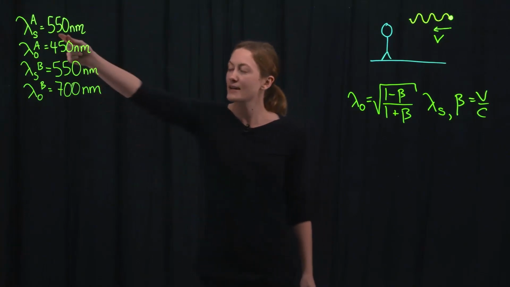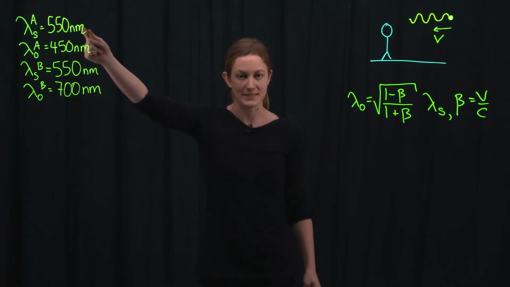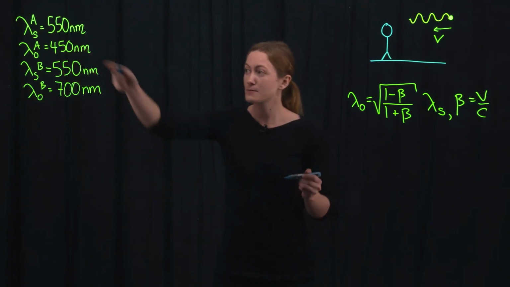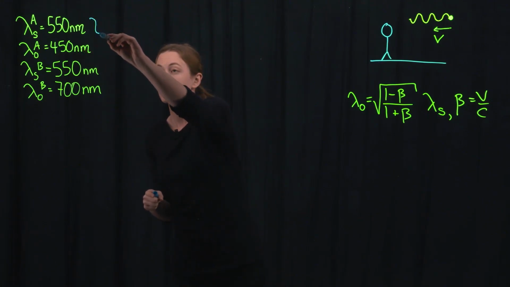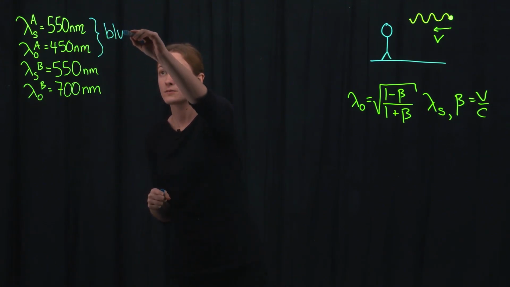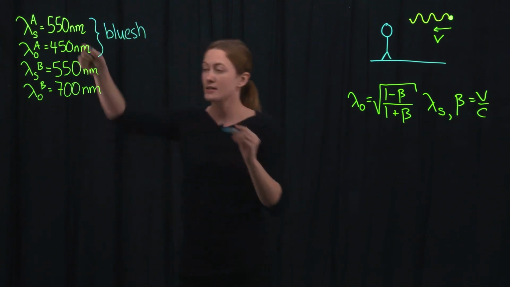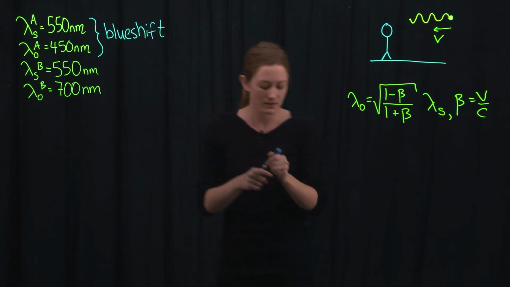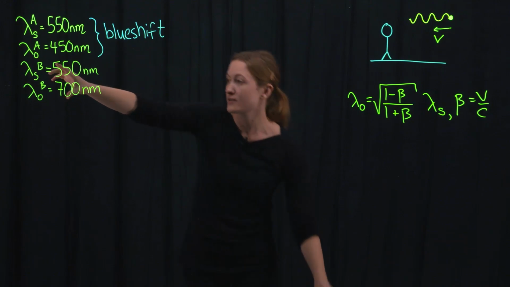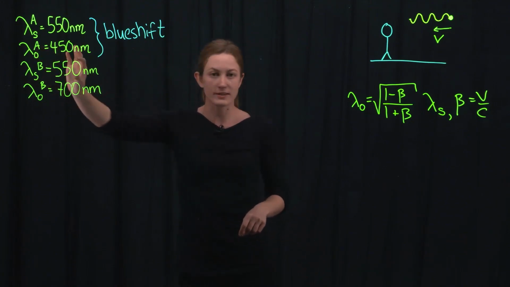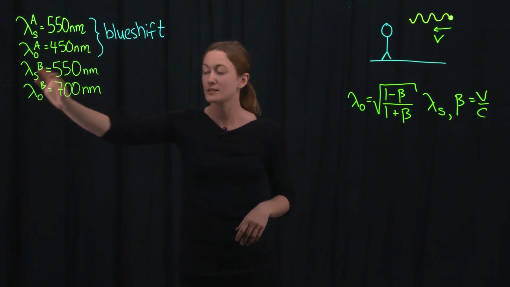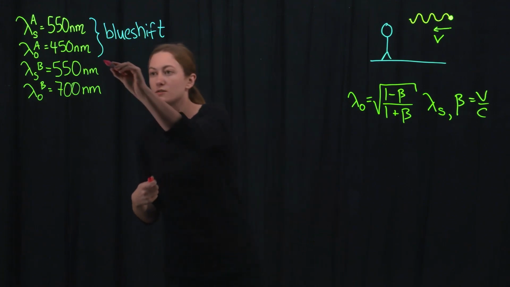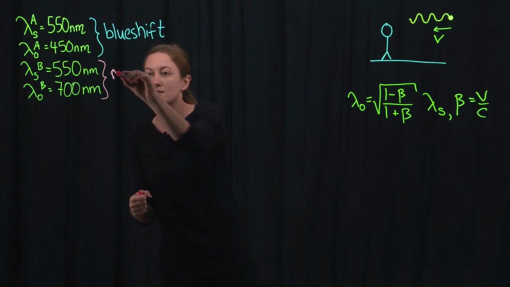We're given that lambda source for A is 550 nanometers, and lambda observed for A is 450 nanometers. So since lambda observed is less than lambda source, we would conclude that the observation of this absorption line constitutes a blue shift. Alternatively, we're given the lambda source for galaxy B is also 550 nanometers, but lambda observed is shifted towards longer wavelengths, 700 nanometers. So this observation constitutes a redshift.